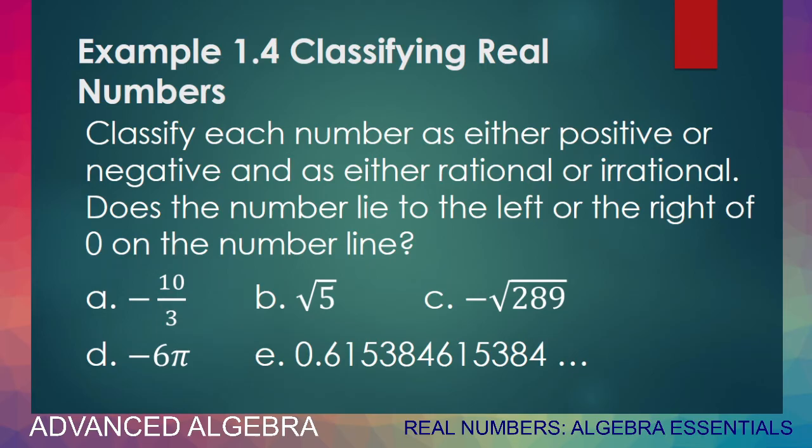Okay, tingnan natin tong example. So, classifying real numbers. Classify each number as either positive or negative and as either rational or irrational. Does the number lie to the left or the right of 0 on the number line? So balikan natin yung mga example natin kanina, or yung discussion natin kanina. So i-apply lang natin yung mga natutunan natin dito.